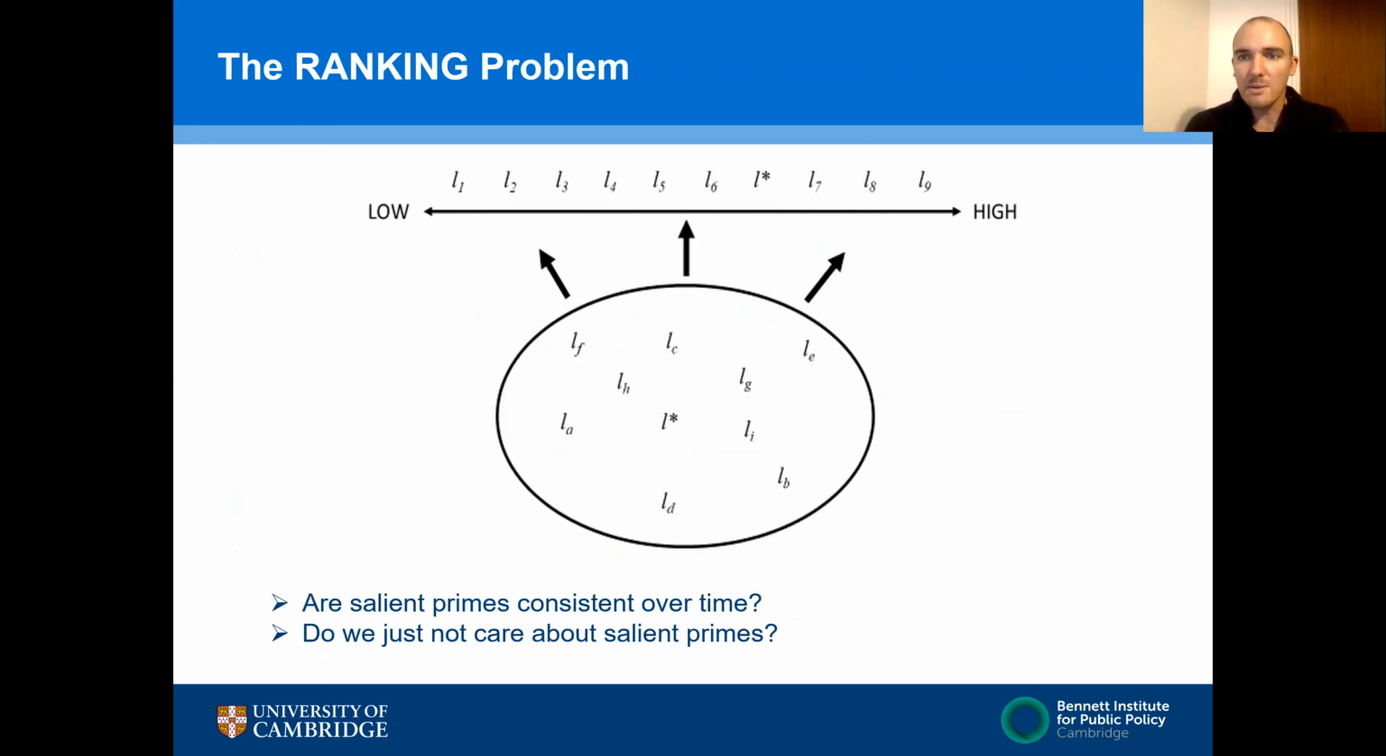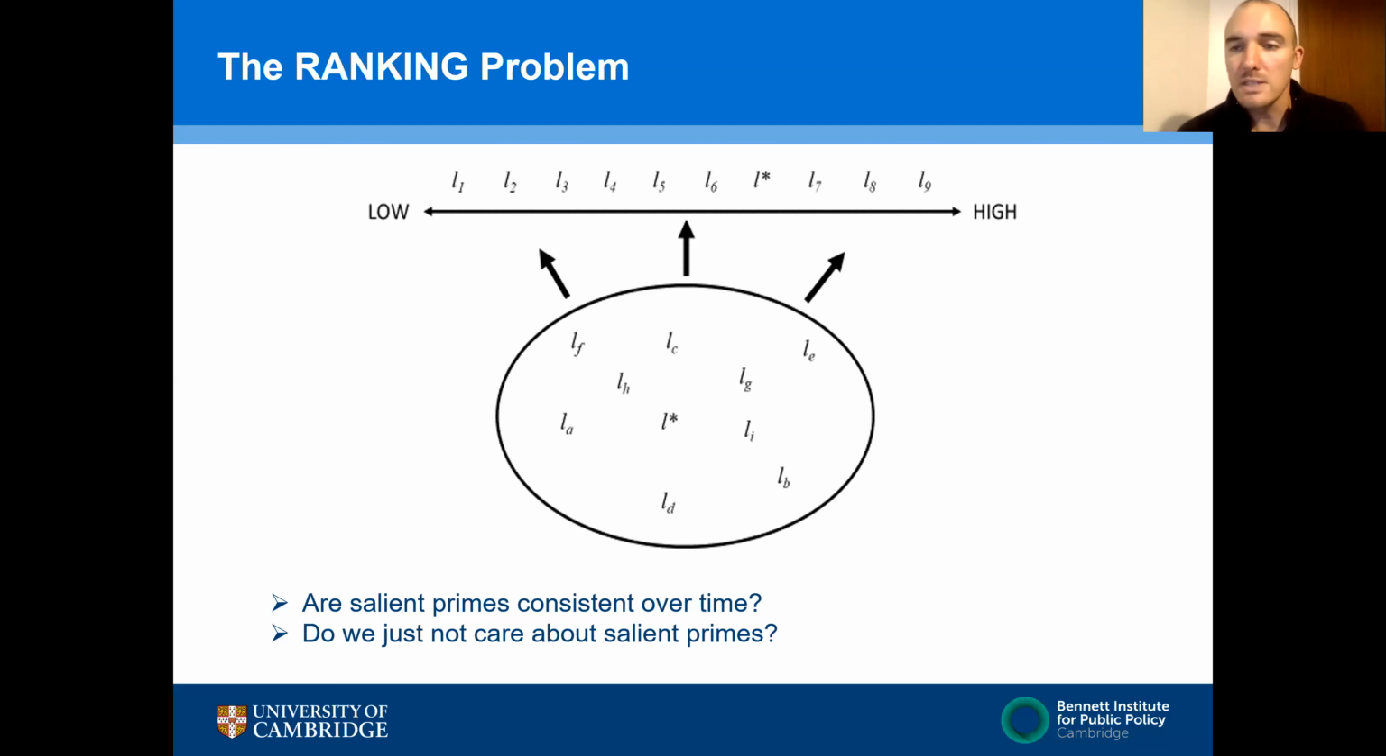All right, so this is the ranking problem graphically. You've got this nebulous collection of possible lives. How do you rank those different lives? Are the salient primes that affect people when they're conducting this consistent over time, or do they change quite randomly? And do we just not care about salient primes?